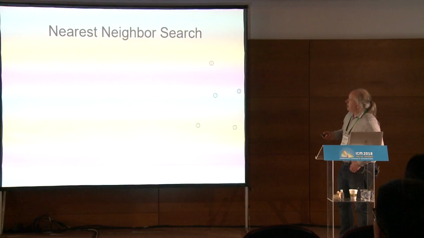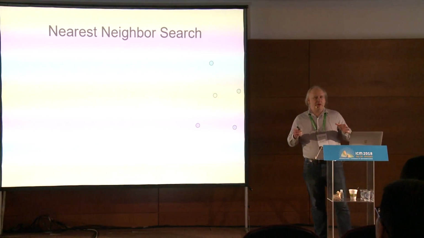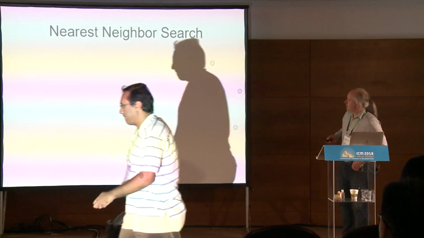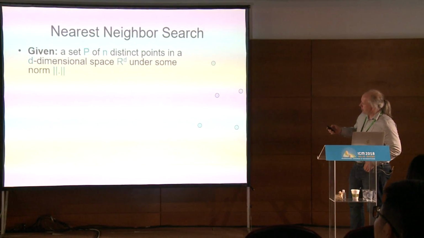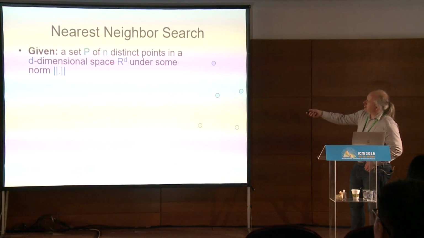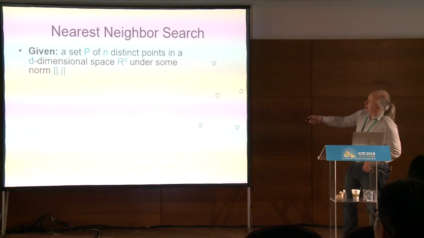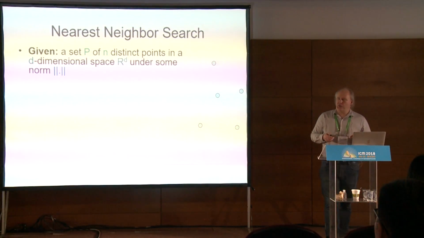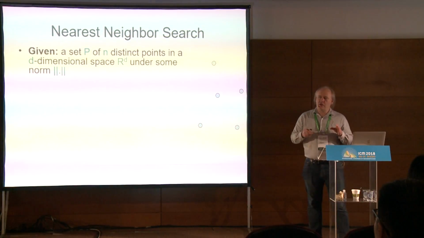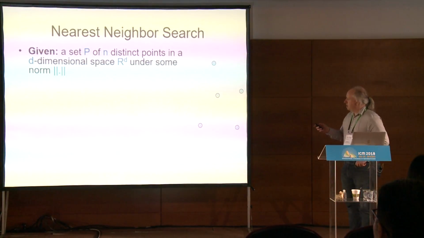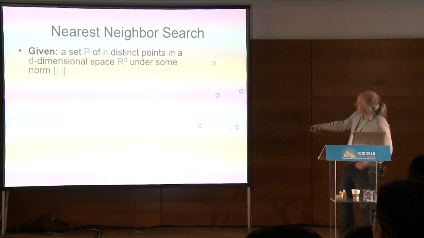All right, so let me start by defining the exact version of the problem that I will focus on: the nearest neighbor search. The input consists of a set of n points in some d-dimensional space equipped with some norm. For simplicity, you can think about the norm being Euclidean, but I will consider more general norms as well. So this is the input.